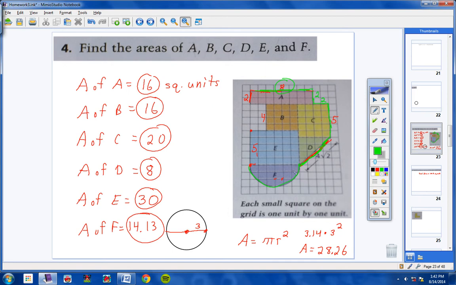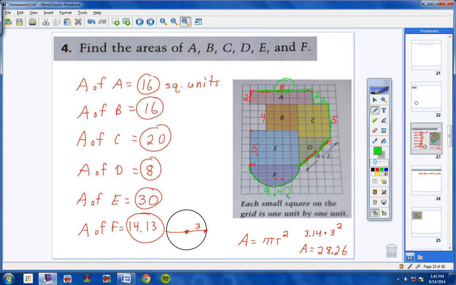18.84. So earlier we found this distance around here, and actually it was... Let's see, we had... I apologize for that. It was 9.42, I believe. Yeah, 9.42.